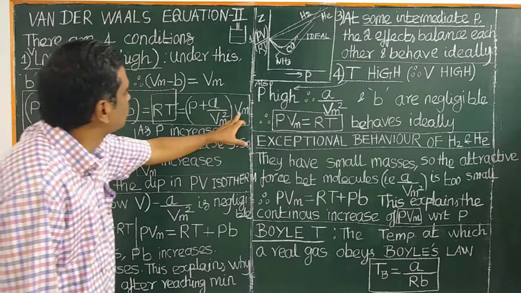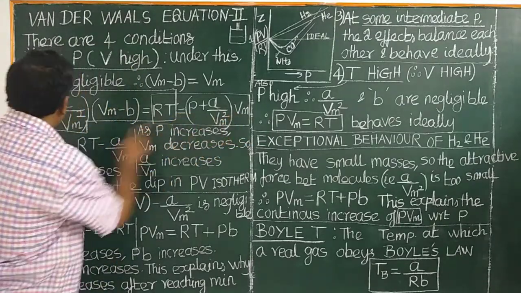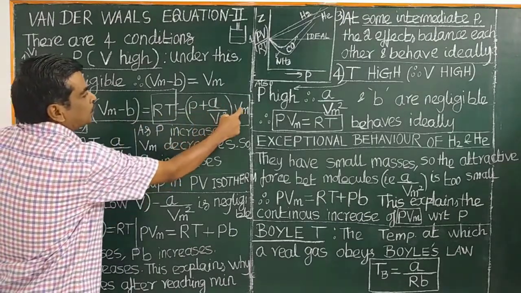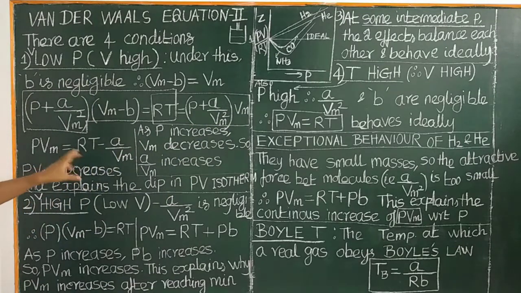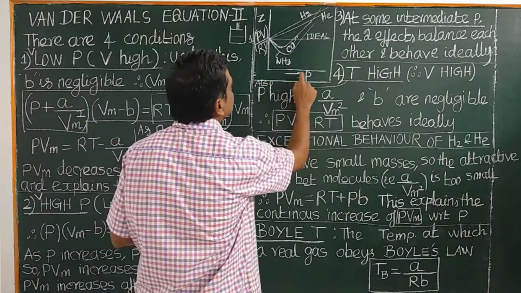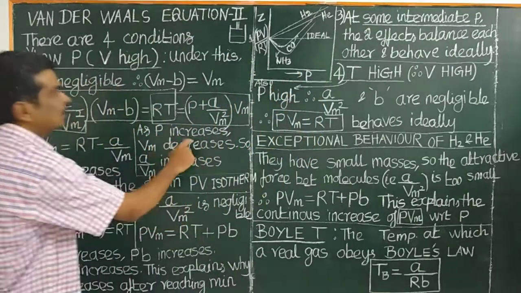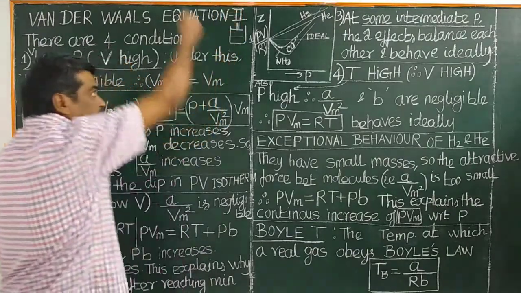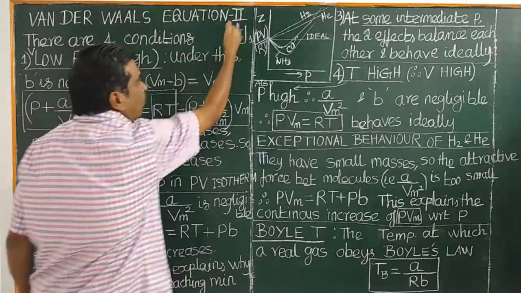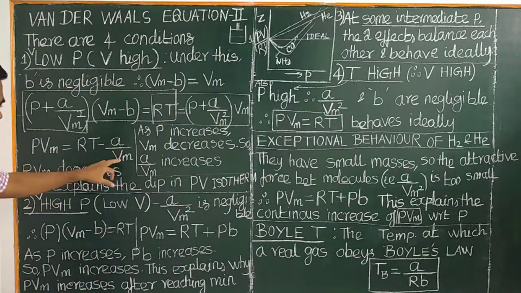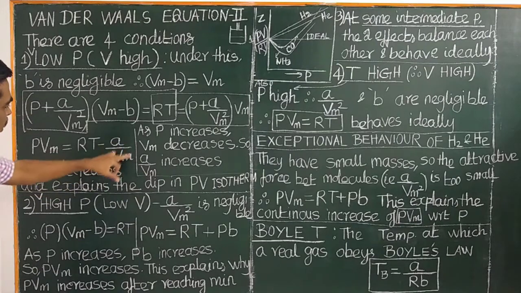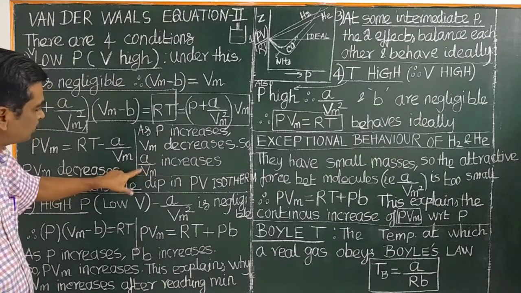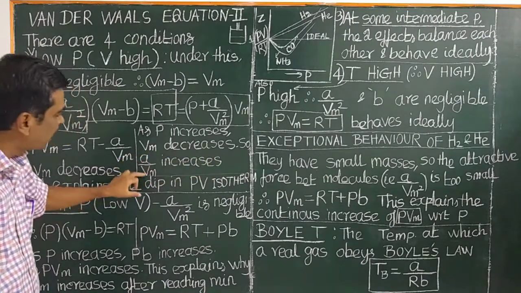Therefore, P plus a by Vm square times Vm. Let us multiply, PVm and RT. The Vm into a by Vm square cancel. Now as pressure increases, Vm decreases. As I am pushing the piston down, pressure increases, volume decreases. Therefore a by Vm increases, because it is inversely proportional to Vm.